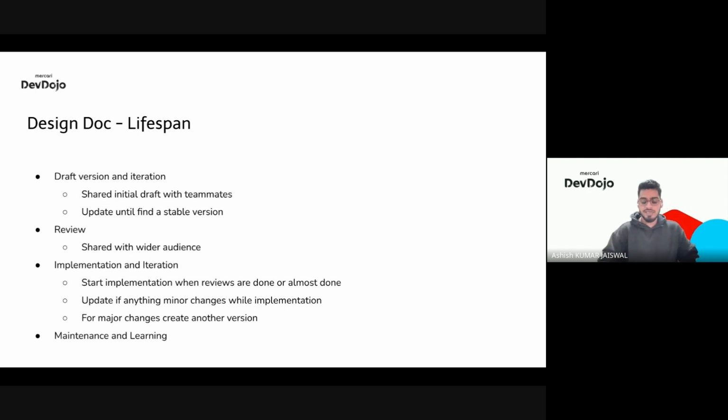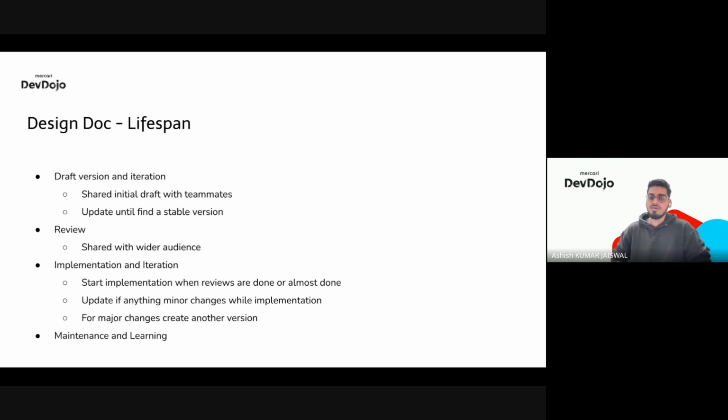But most of the time, when we have a very large, complicated project, we start writing the design doc with a draft version first. We write the draft version, which covers all the overview, and then we share that within our teams to get their review. Then we keep updating based on the reviews and feedback. Once we have the teammates' approval, we have a stable version of the design doc.